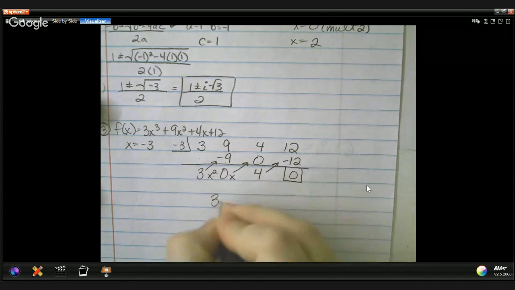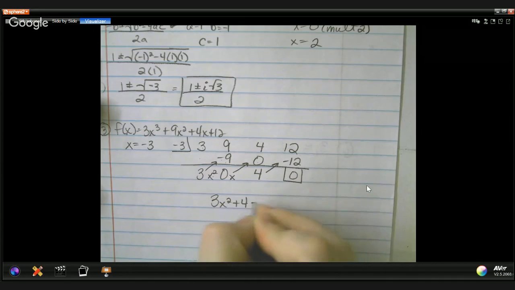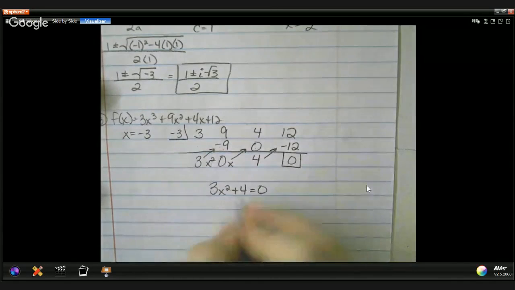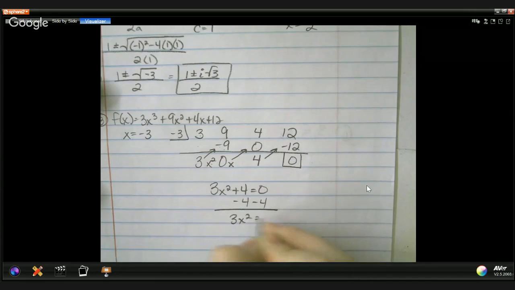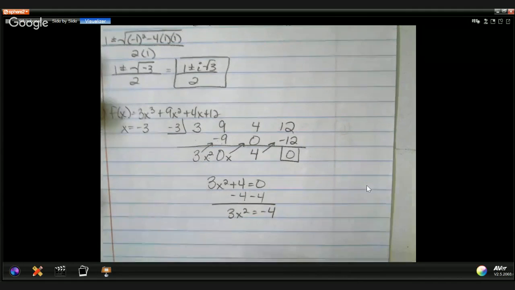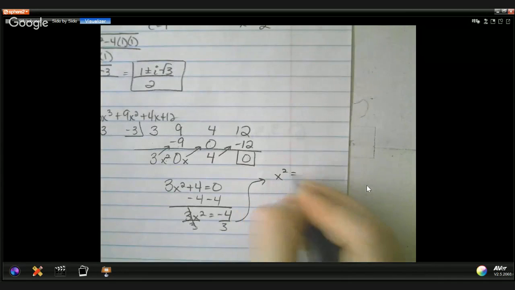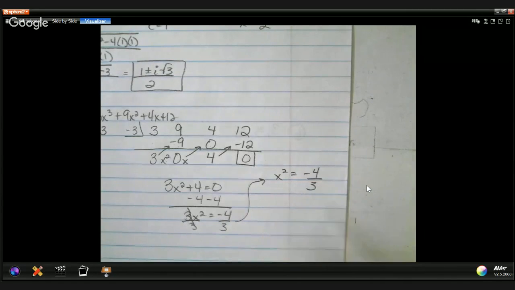So I have 3x squared plus 4, and it's supposed to equal 0 because I'm finding factors that equal 0. So I'm going to minus 4 on both sides. So I get 3x squared is -4. I'm going to divide by 3. And so I get x squared is equal to -4 over 3.